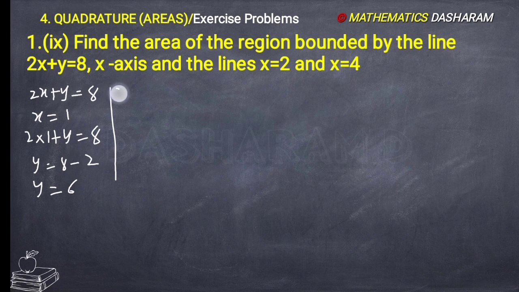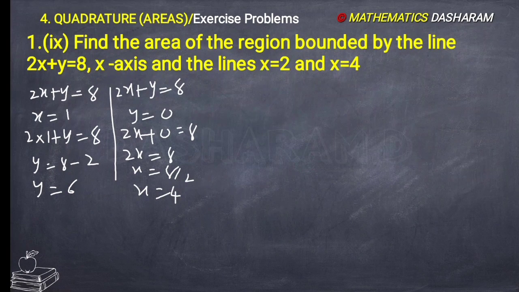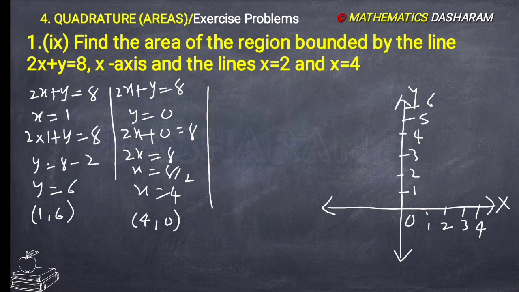Next, substitute y equals 0 in 2x plus y equals 8, then 2x equals 8. That means 2x plus 0 equals 8, 2x equals 8, x equals 8 by 2, x equals 4. So here one point is (1, 6), and the other point is (4, 0). So the first point (1, 6), here is (1, 6). Next (4, 0), here is (4, 0). Now let's join them.